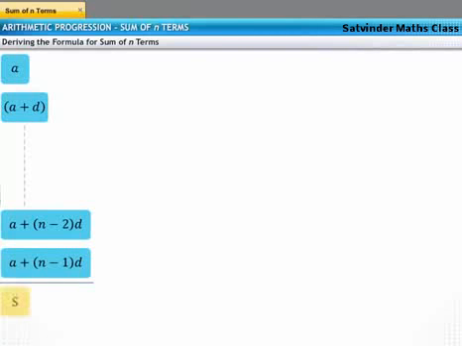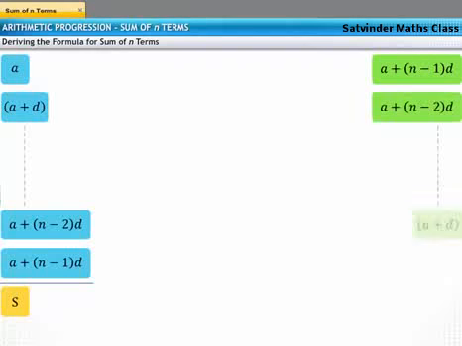Let the sum of these terms be S. Now, let's consider the reverse of this AP. In the reversed AP, the last term, A plus n minus 1 multiplied by D, appears in the first position, and the first term, A, in the last position. The sum of the terms of this AP also will be S.